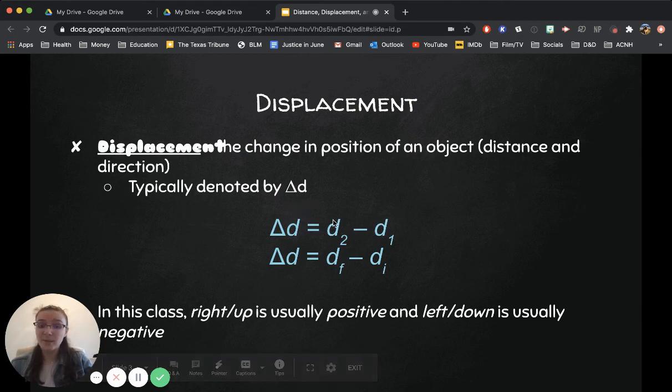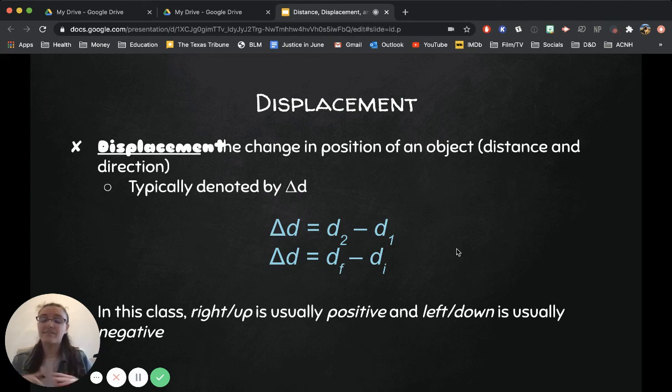And you find it by doing your second position minus your first position, or your final position minus your initial position. These subscripts, the 2, 1, F, and I, are just things that we use to specify what we're talking about. So this little F means the final position. The little I means the initial position, just so that we can keep it all clear.